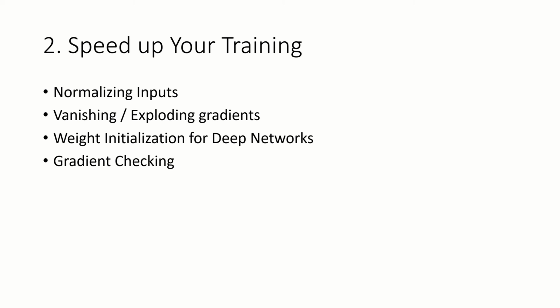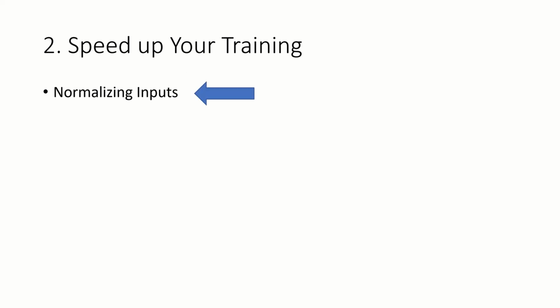Now that we have spoken about dealing with variance or overfitting, let us talk about how to speed up the training process without compromising on your accuracy. There are four ways you can speed up your training: by normalizing your input, by dealing with vanishing and exploding gradients, by weight initialization of your deep network, or by gradient checking. Gradient checking actually slows down your training but guarantees that you have calculated the derivative accurately. So let's start with talking about normalizing inputs.